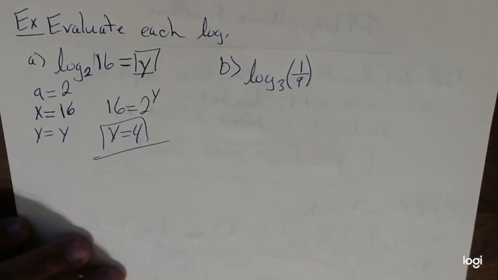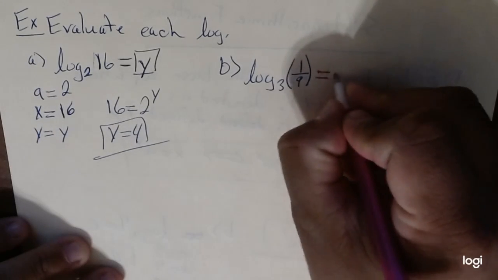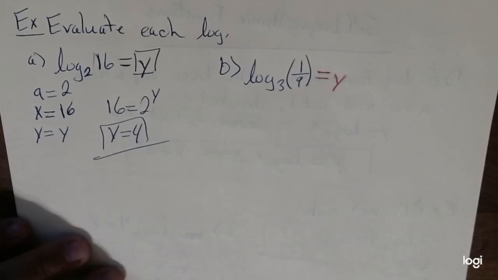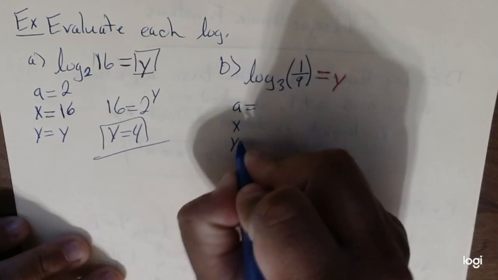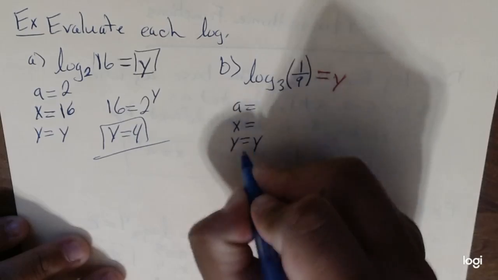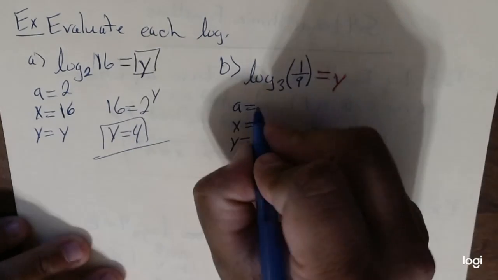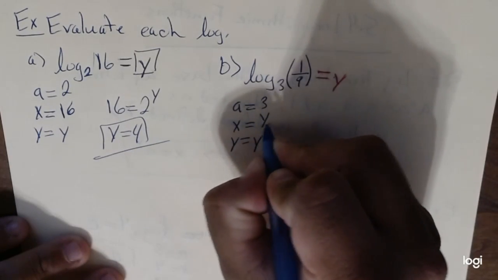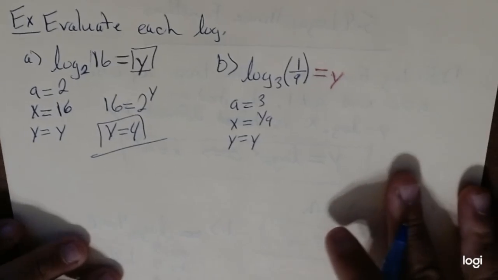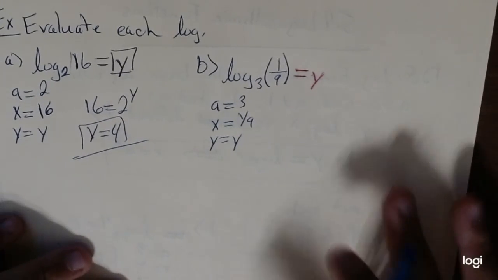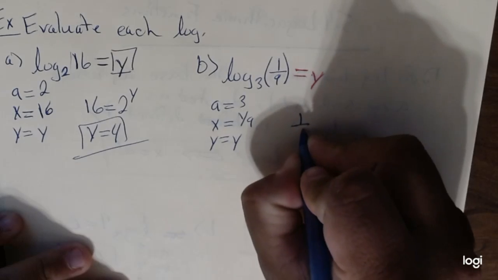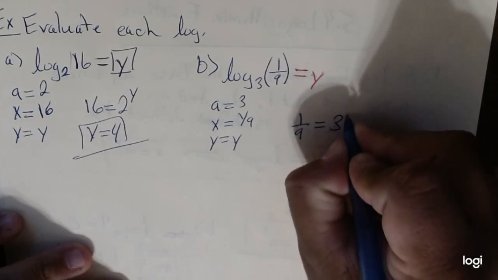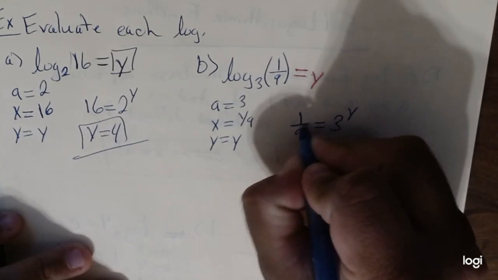Same thing, right? I just want to set it equal to y, so it looks like the exact same template we did before, with a, x, and y. If you notice, y is always going to be y because that's what we're looking for. The base is 3, and x is 1 over 9. So now if I convert this into its exponential format, 1 over 9 is equal to 3 to the y power.